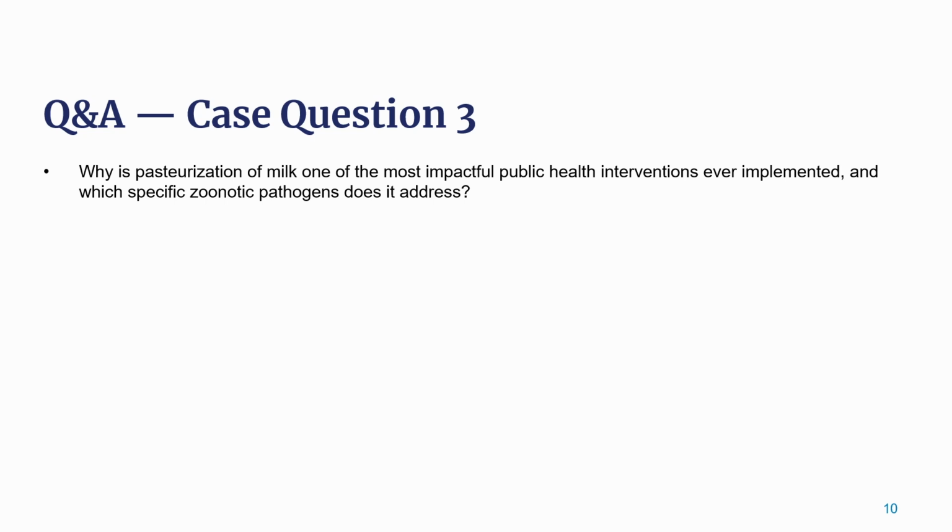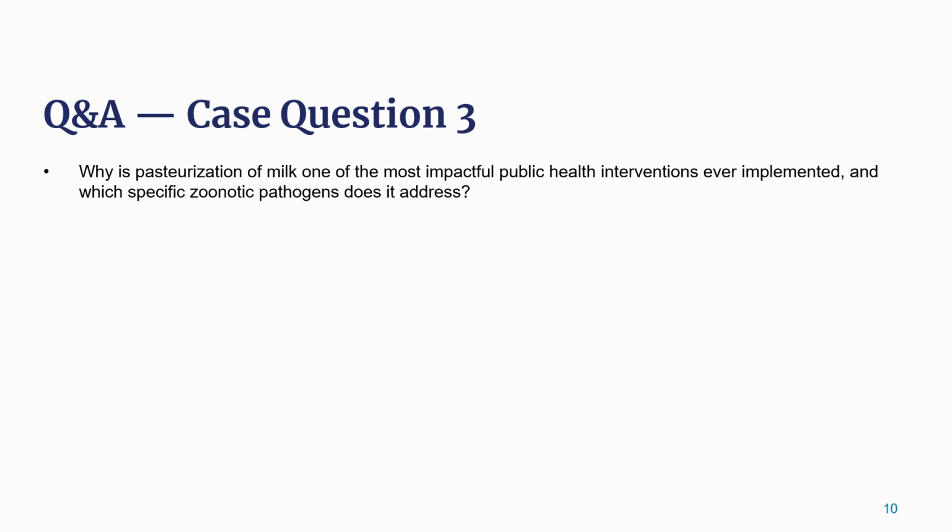Pasteurization is, gram for gram, one of the highest return public health interventions in history. Milk is an extraordinarily efficient vehicle for zoonotic transmission. It's produced in direct contact with the udder, a common site of bacterial colonization and infection. It's consumed directly without further cooking, and it's distributed at scale.